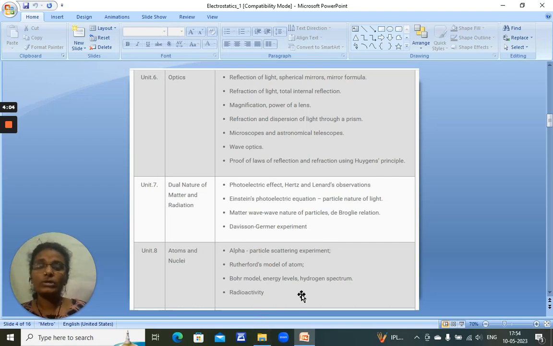We will learn what is the structure of the atom, how the charges and the nucleus are present inside it, and how the charges behave. We will learn through the alpha particle scattering experiment, and the Rutherford model, of course, which we have already learned in lower grades, but everything we will study in a detailed manner. And Bohr's model. Radioactivity is one of the most important topics which you should learn.